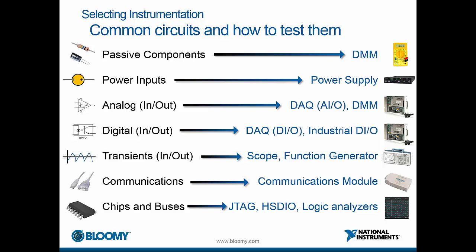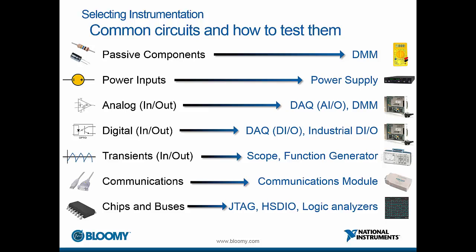Oftentimes, high-speed signals will require more sophisticated instrumentation, such as a scope or function generator. When testing communications, it is important to select an appropriate transceiver. USB adapters and PC cards are available for most communication types, such as serial, Ethernet, CAN, and many other protocols. Finally, if microchips or buses must be tested, JTAG boundary scan may be your best option, though high-speed digital I/O or logic analyzers can also be effective.